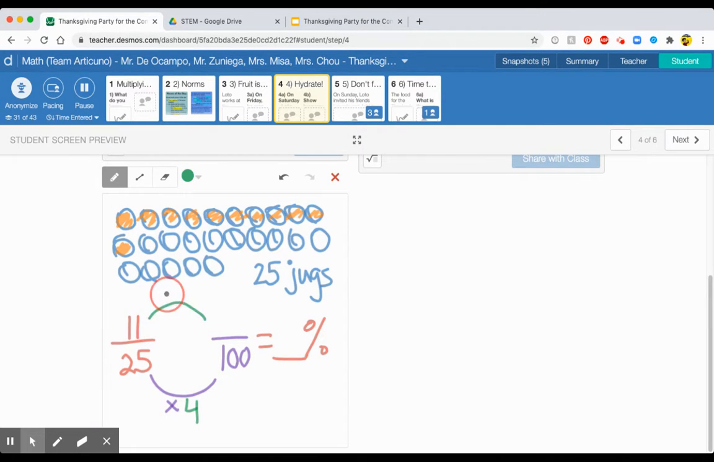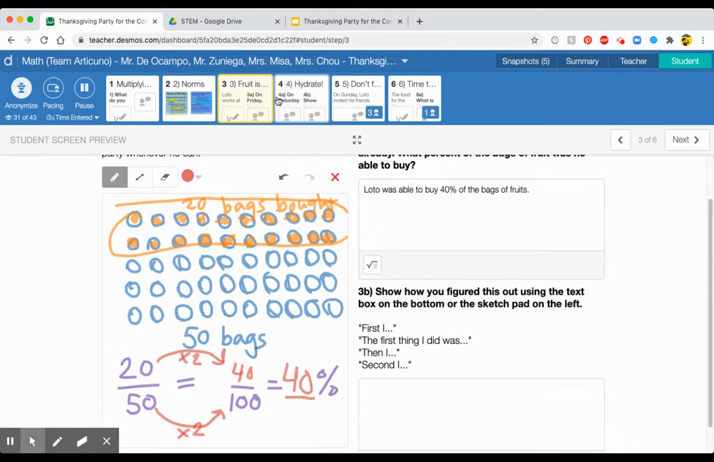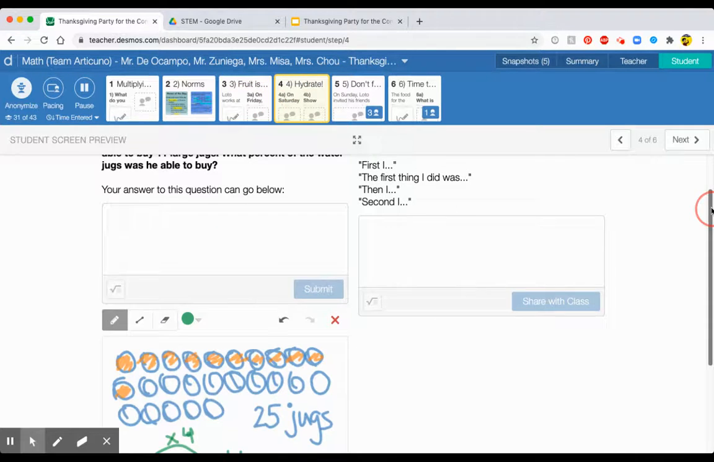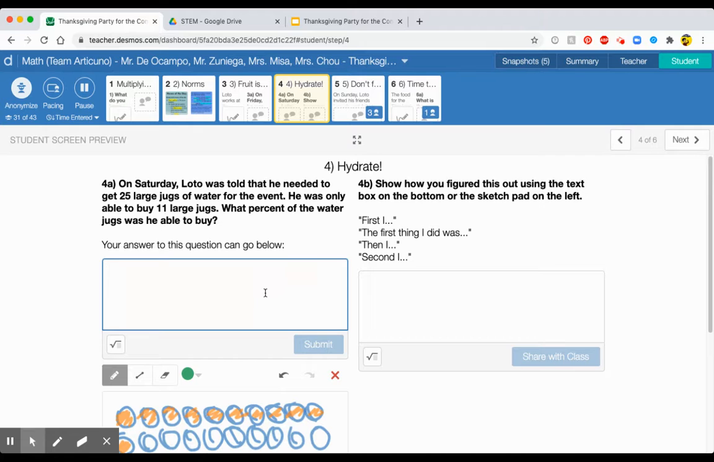Over here, what am I going to multiply? I'm also going to multiply by 4. Whatever you do at the bottom, you do the same thing at the top if you want equal fractions. Okay, 11 times 4 is 44, and so this is 44%. So what percent was he able to buy? He bought 44%. Okay, that's one way to write the answer for that one.